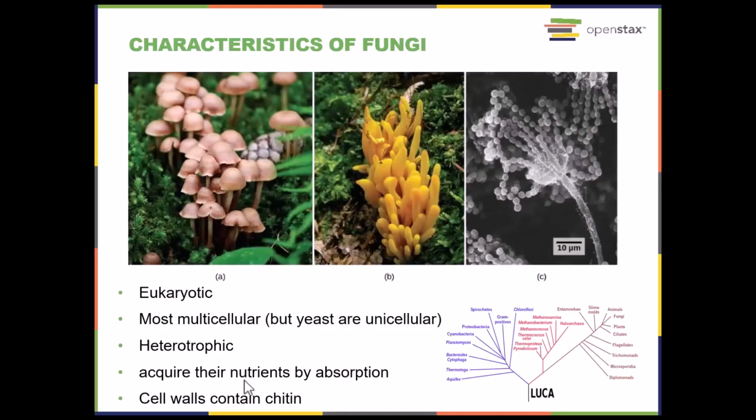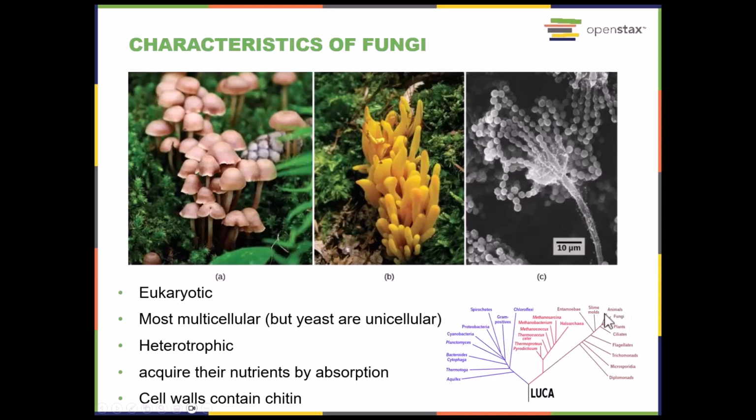What are some of the characteristics of fungi? I put this here again so we can see where the fungi are over here. So we're definitely eukaryotic because the only things that are prokaryotic are the red and the blue here. All of the brown are eukaryotic. They are typically multicellular, although yeast are considered fungi and they are unicellular. They are heterotrophic, so they don't do photosynthesis. They have to consume their food.